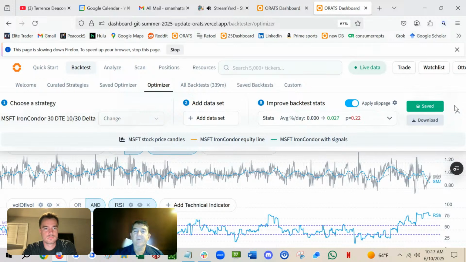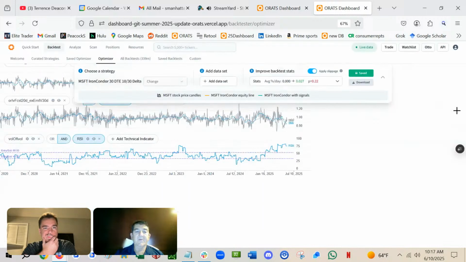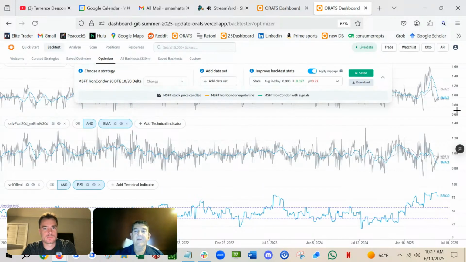So one of the things that you want to look at is what we call a p-value, and a p-value is this number right here. The lower that is, I think it translates to the percentage chance that this backtest is just based on random chance. 22 is probably too high. Some people like to get under 5.